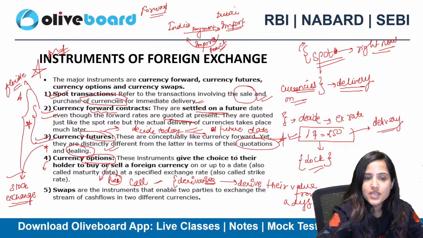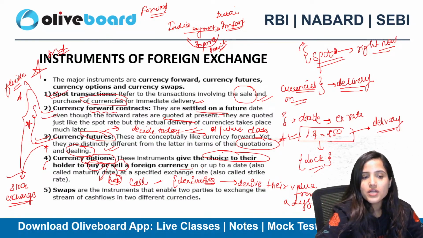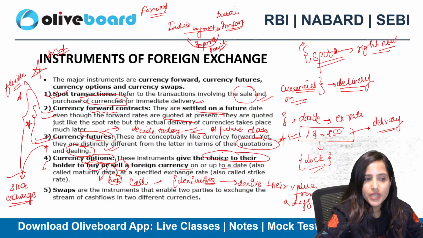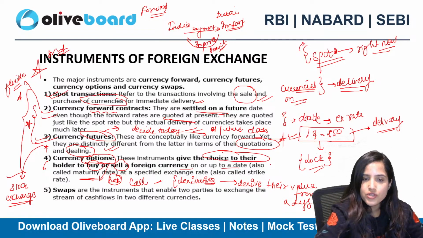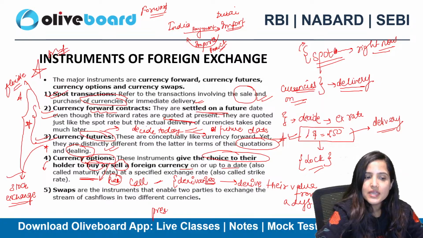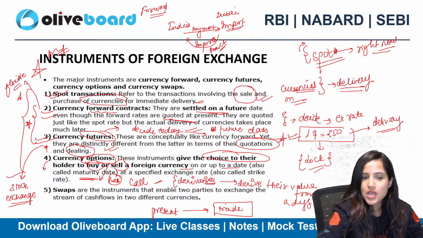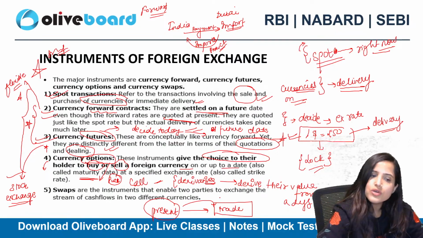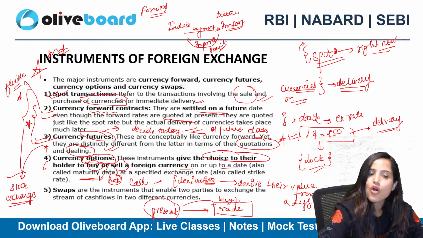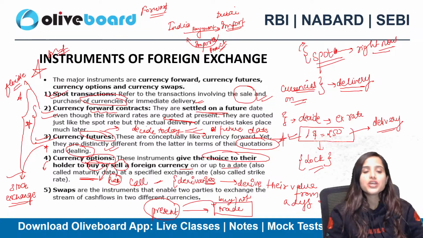These instruments give the choice to their holder to buy or sell a foreign currency on or up to a date, also called maturity date. तो अब क्या है, इन्होंने डिसाइड तो अभी कर लिया, they have decided presently, लेकिन इनके पास ऑप्शन होता है. प्रेजेंटली इन्होंने डिसाइड कर दिया कि हम फ्यूचर में वी आर गोइंग टू ट्रेड एट दिस एक्सचेंज. लेकिन अगर इन्हें लगे फ्यूचर में कि इनको कोई फायदा नहीं हो रहा, तो दे हैव एन ऑप्शन टू बाय और नॉट. ठीक है, तो इनके पास दे हैव एन ऑप्शन कि फ्यूचर में वो ट्रांजैक्शन करनी है या नहीं करनी.